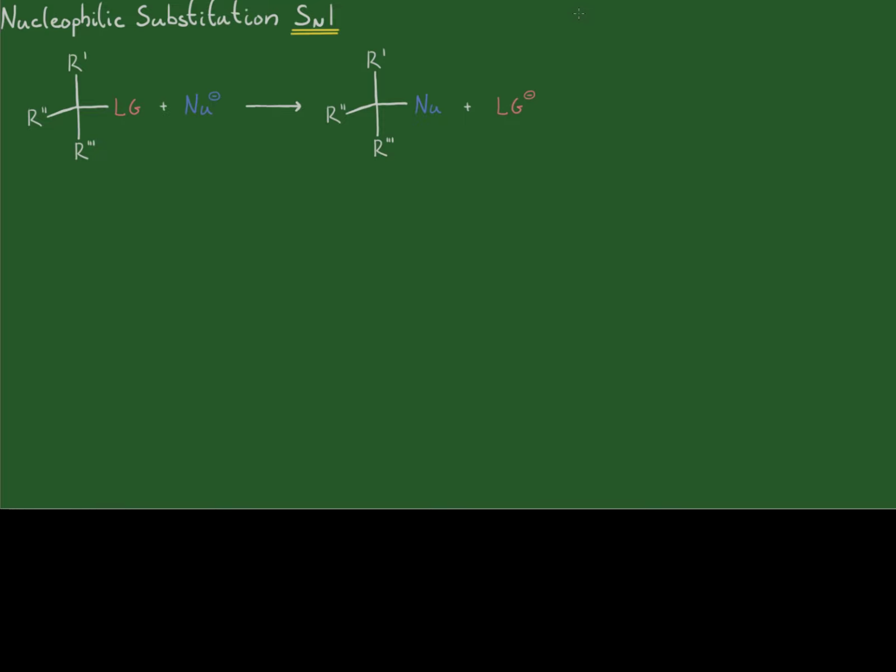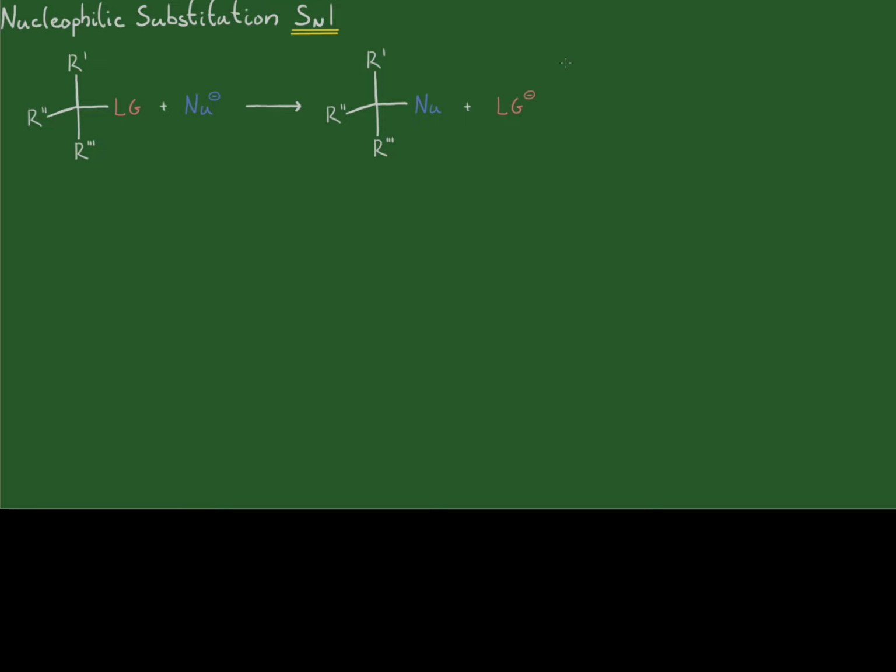What does SN1 stand for? The S stands for substitution, N for nucleophilic, and the number 1 tells us that the rate determining step, the slowest step, is a unimolecular process. In other words, it only involves one molecule.